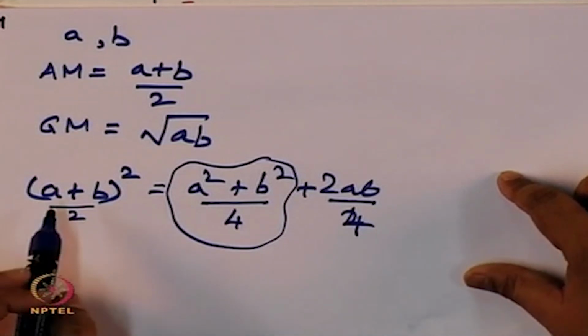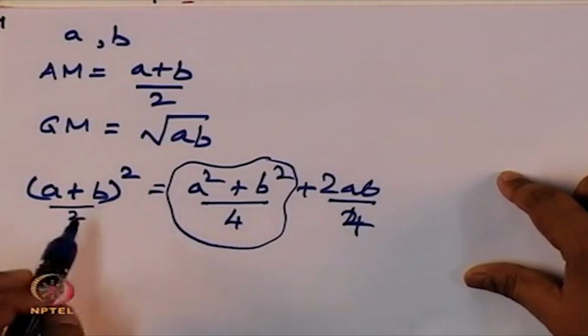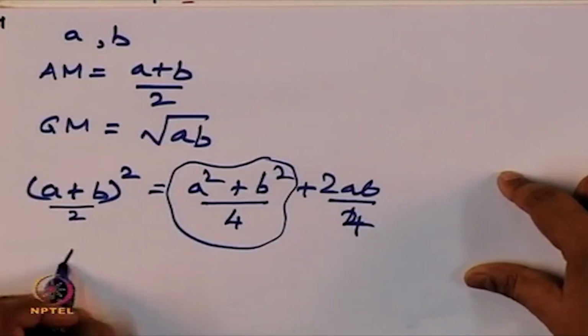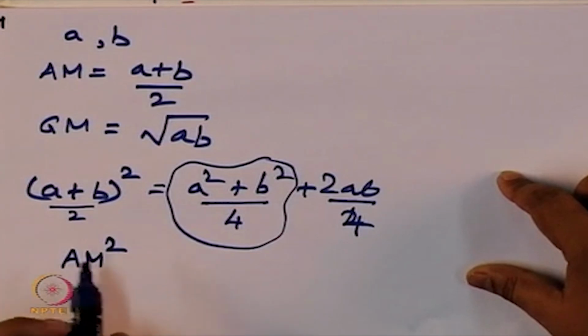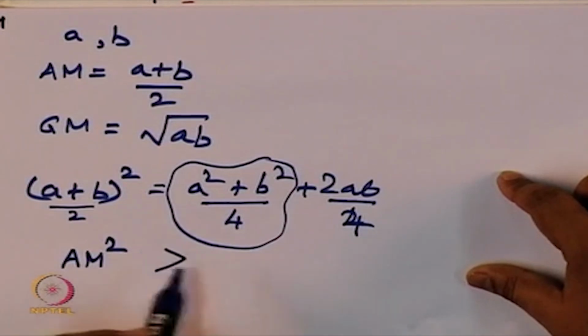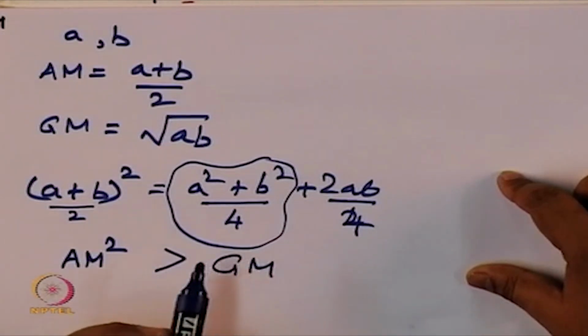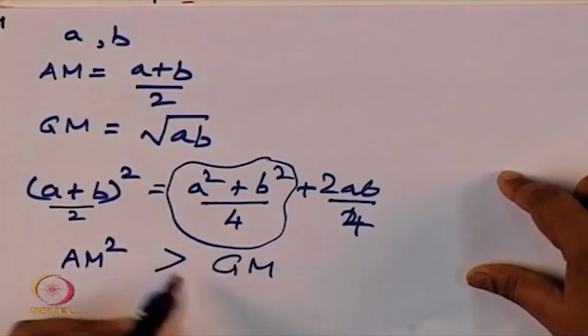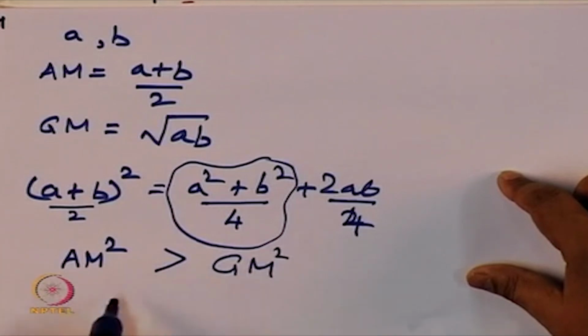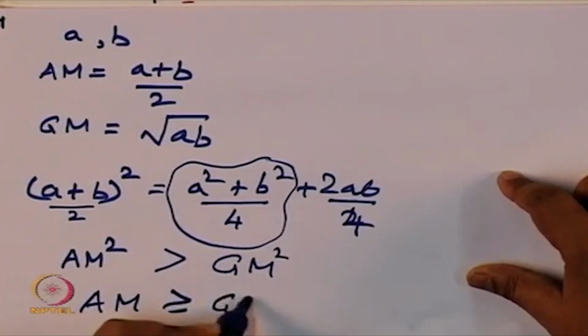this term is nothing but arithmetic mean whole square, and so it basically has to be greater than geometric mean. So, if geometric mean is square root of AB, I can clearly say that arithmetic mean is greater. In the general case, arithmetic mean is greater than or equal to geometric mean.